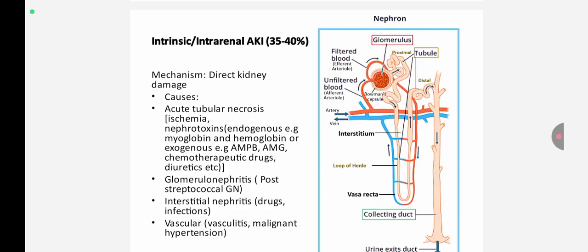Example is proteins. So you begin to see red blood cells in the urine, protein in the urine. You see red blood cell casts in the urine, and proteinuria, protein in the urine. So these findings, proteinuria on lab investigation and red blood cell casts in the urine, are classical indications that the AKI is intrarenal and it is glomerulonephritis.